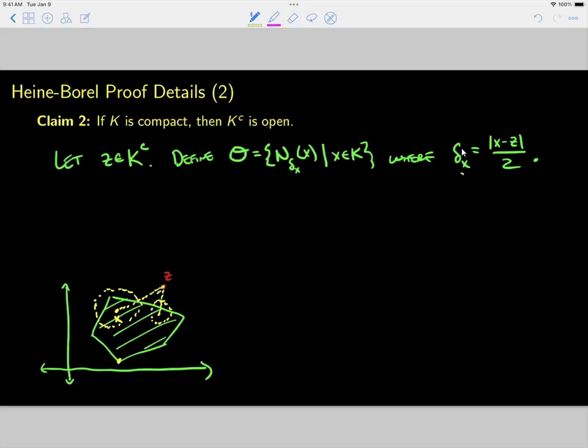There's a point in my set K. So I'm going to put a neighborhood of radius half the distance between that point and Z. And I'm going to do this at every point in this green set. Now, clearly, that's going to be an open cover of K because I have a neighborhood centered at every point in K. So every point is covered up by some value.